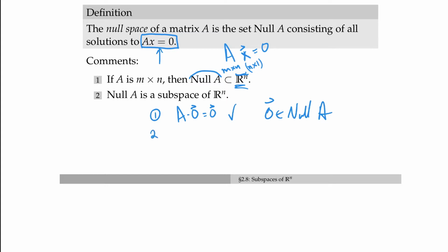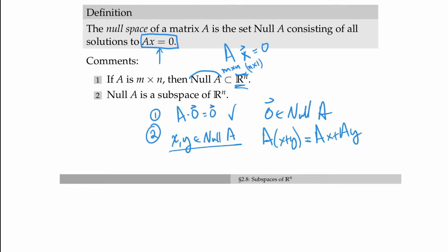So that's good. Two, we now need to check that if I have two vectors in the null space of A, then their sum is also in the null space of A. Well, look at this. If I do A of x plus y, by properties of matrix multiplication, this is Ax plus Ay. But recall that x and y are in the null space. Well, that forces Ax to be 0 and Ay to be 0. And of course, 0 plus 0 is 0. So, yes, x plus y is in the null space.